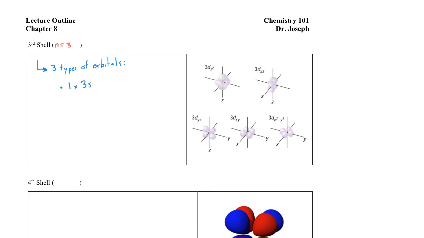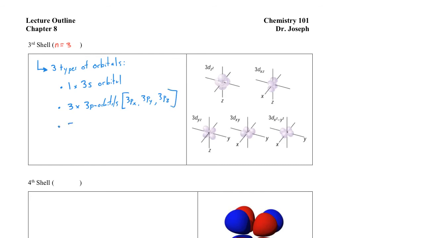It has the s type, and we have one of these, and this is the 3s orbital. There's one of those. We also see p show up again, and we get 3p orbitals. We would get the 3px, the 3py, and the 3pz. Now these look like the other p orbitals, they're just larger.